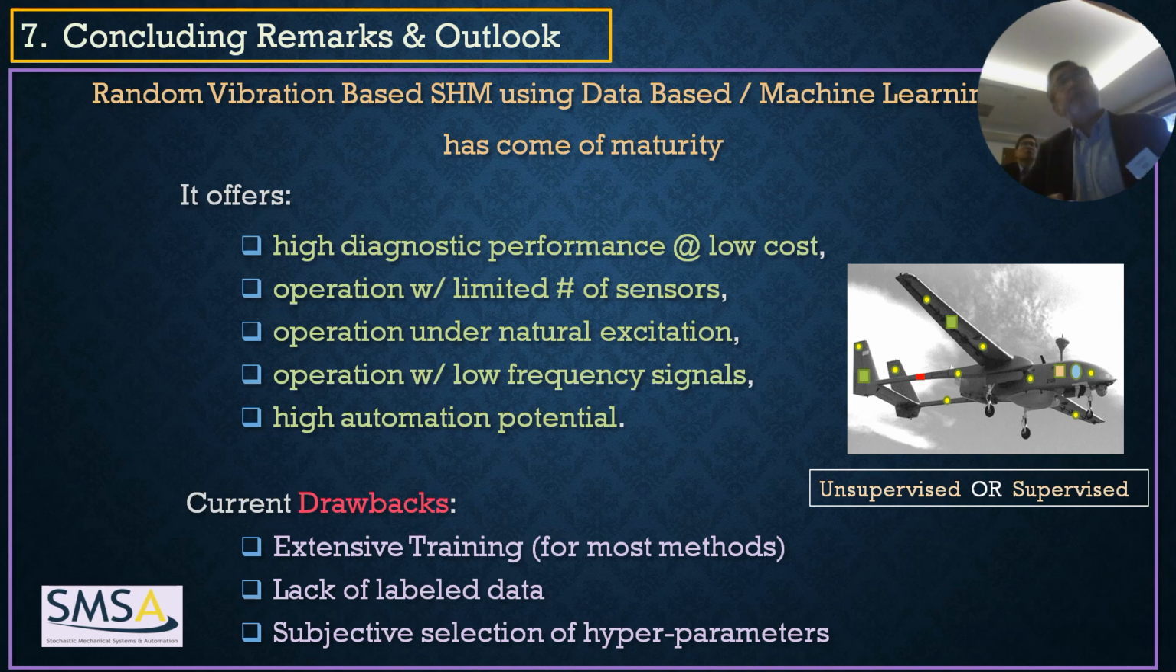It is important to have natural excitation like we have in aircraft or in railway vehicles or on bridges. It's also important that we don't go to high frequency signals, because we don't have this high frequency content under natural operation. And of course, we have something that is highly automated. Of course, this is the objective. Now, what are the drawbacks? These are the advantages that we have in this technology.